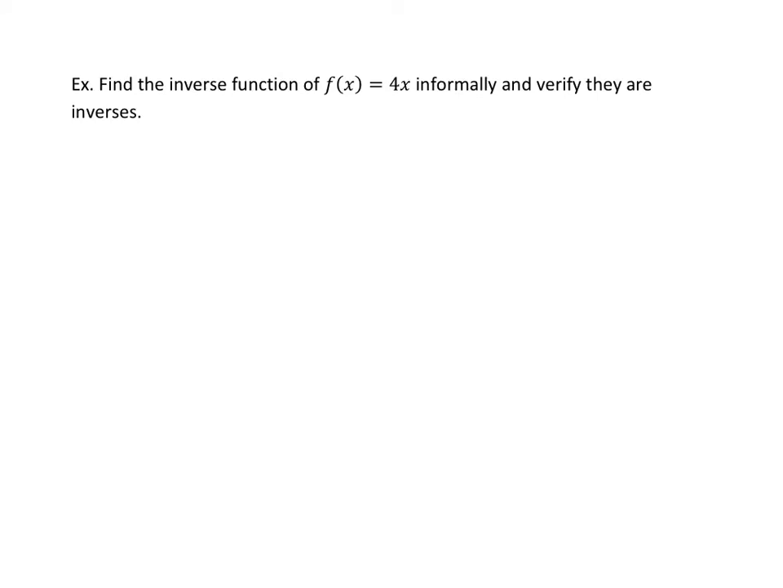Find the inverse of function f of x equals 4x informally and verify that they are inverses. Up here our function is f of x. So we're taking our input, which would be our x, multiplying it by 4. You're always looking at what's being done to x. It's being multiplied by 4. If I'm finding the opposite informally, f to the -1 of x equals, the opposite of multiplying x by 4 would be dividing x by 4. So I would say this is the inverse of f of x.